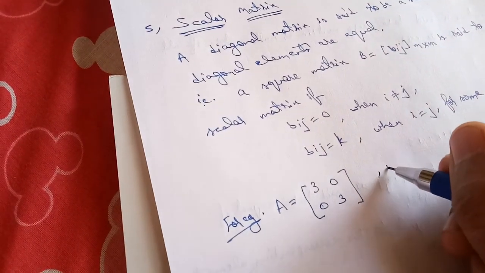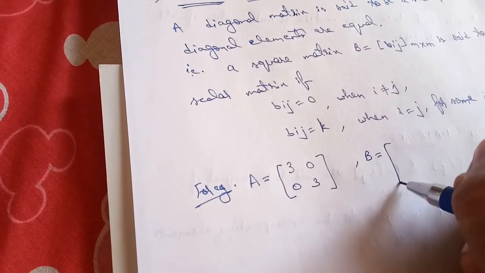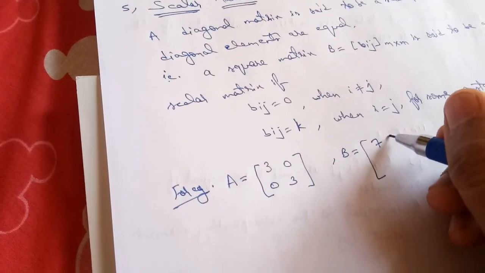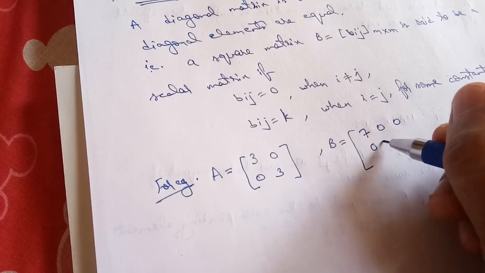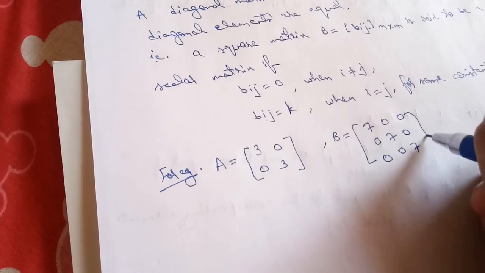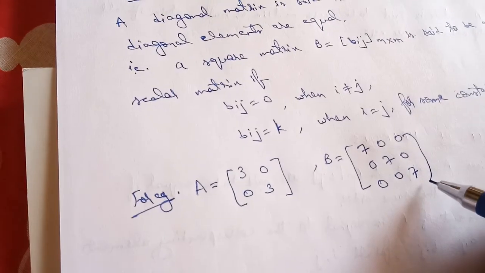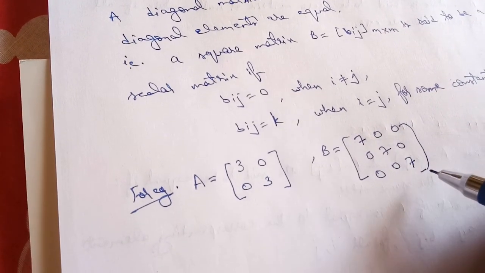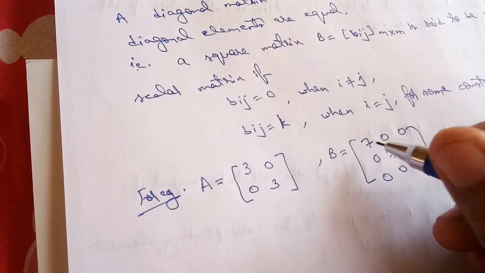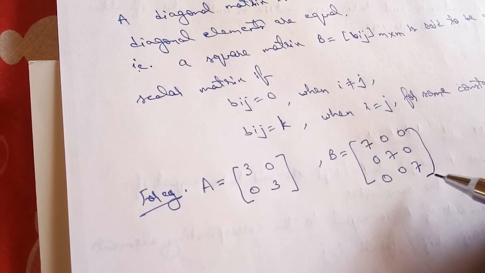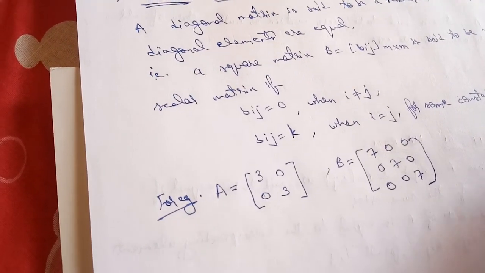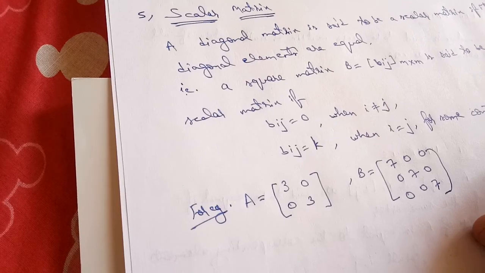In a similar manner we can make a 3 cross 3 matrix also. Suppose we take 7 0 0, 0 7 0, 0 0 7, right? So this is also a scalar matrix, a diagonal matrix. Diagonal elements are the same and non-diagonal elements are 0 and all the diagonal elements are equal to 7. So this is an example of a scalar matrix. So very simple it is.